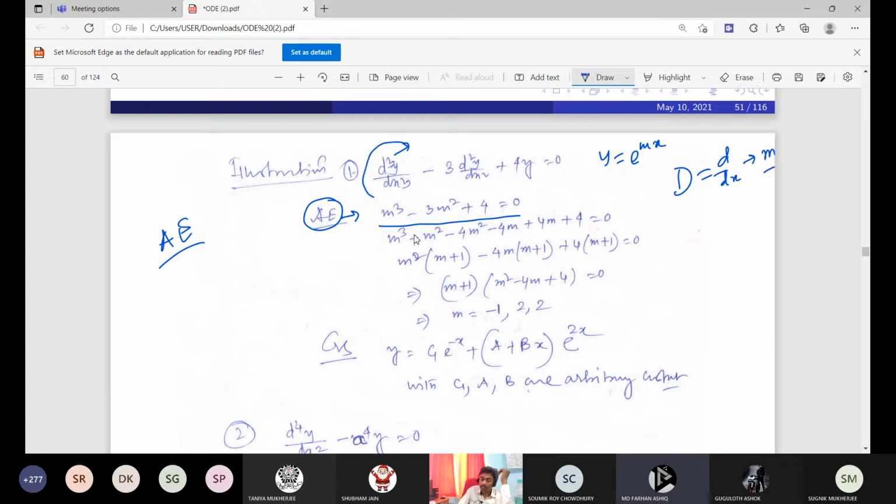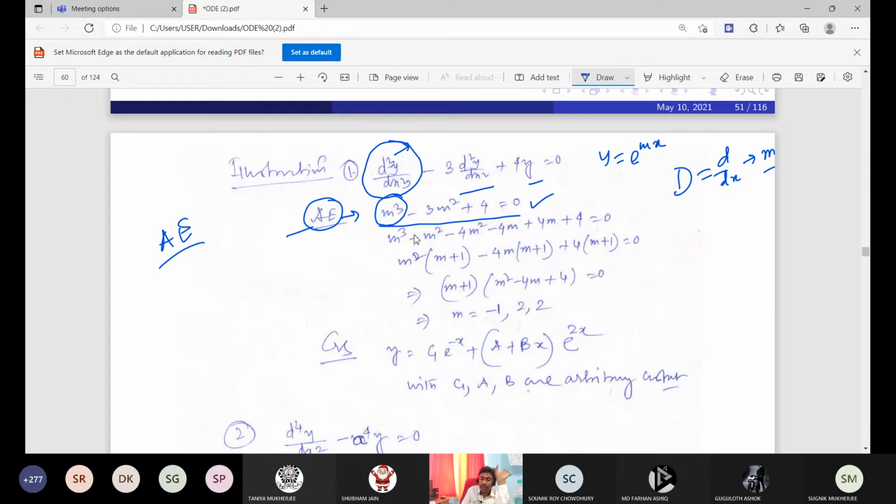So here a third derivative is there, so it will be m cube. For the sake of simplicity, you can remember it in this way. Otherwise, you just find the third order derivative, second order derivative, and y, and substitute them all to get the auxiliary equation. I have discussed this one earlier. So if you find the auxiliary equation, you can then simply find the solution.